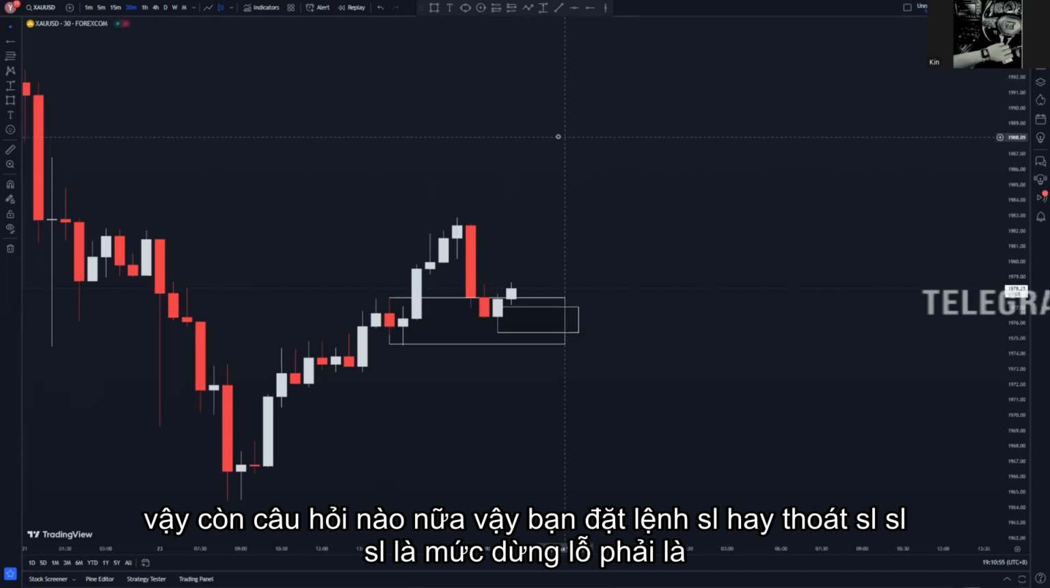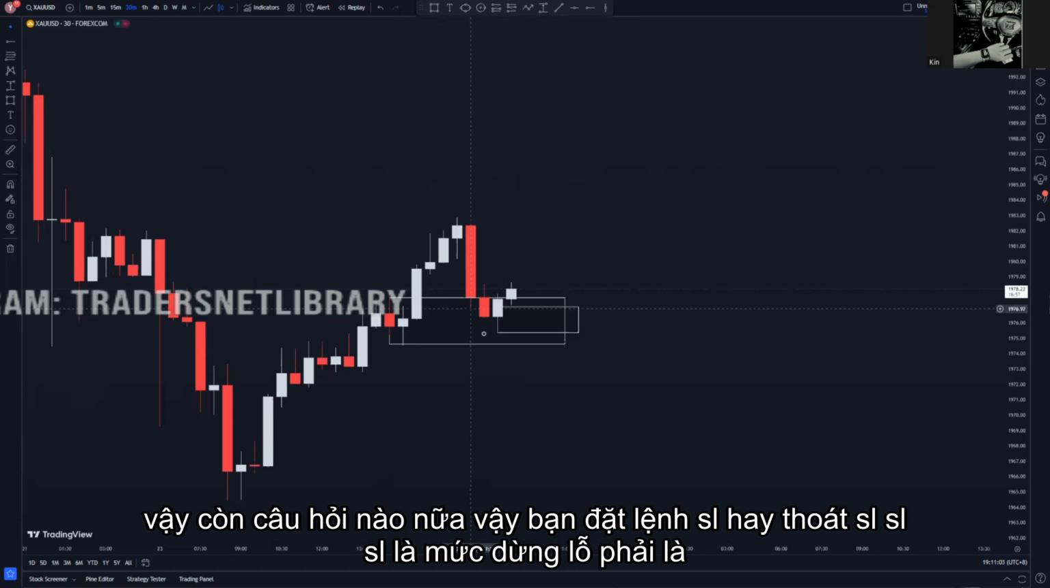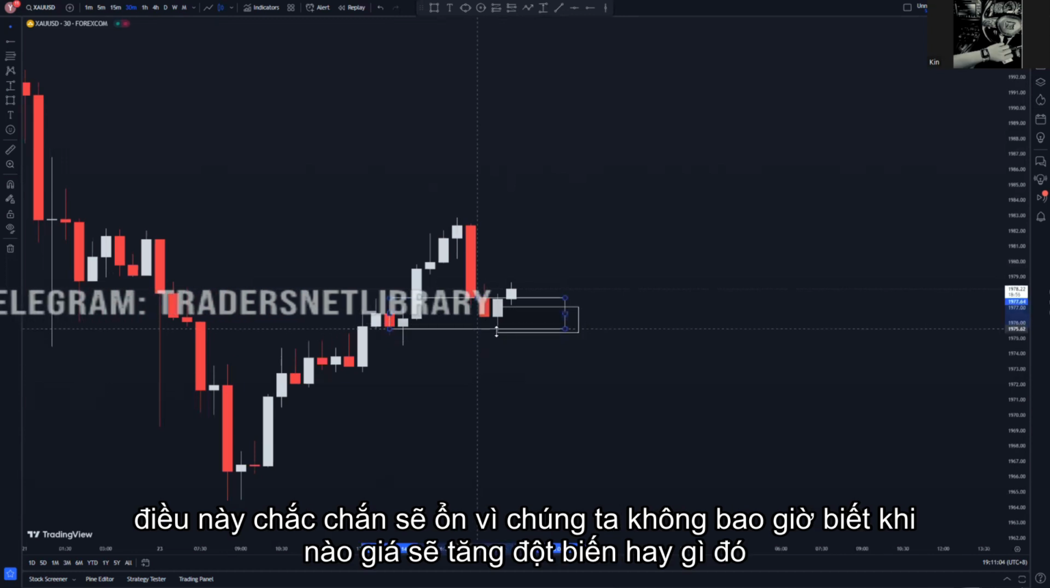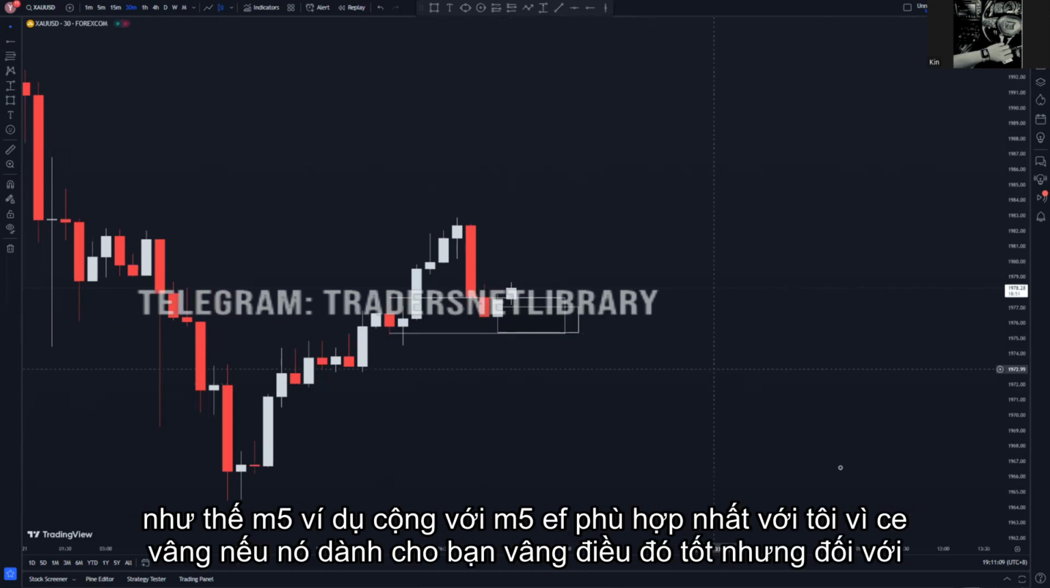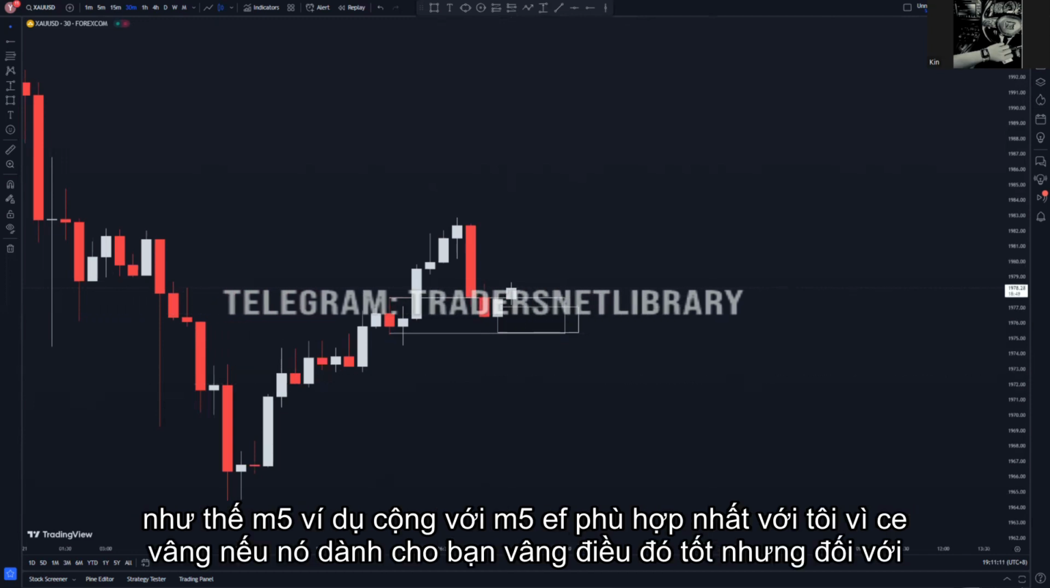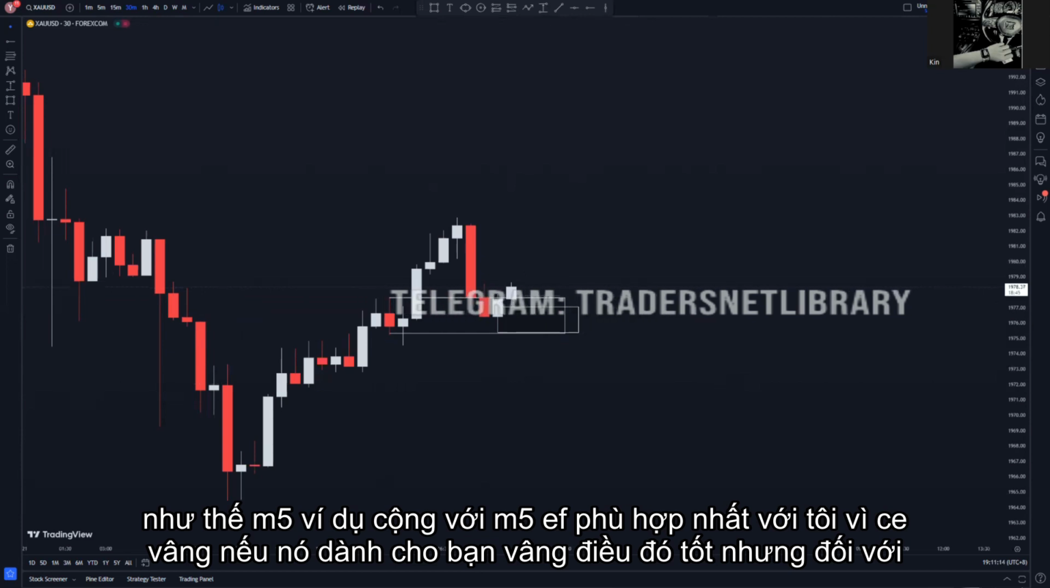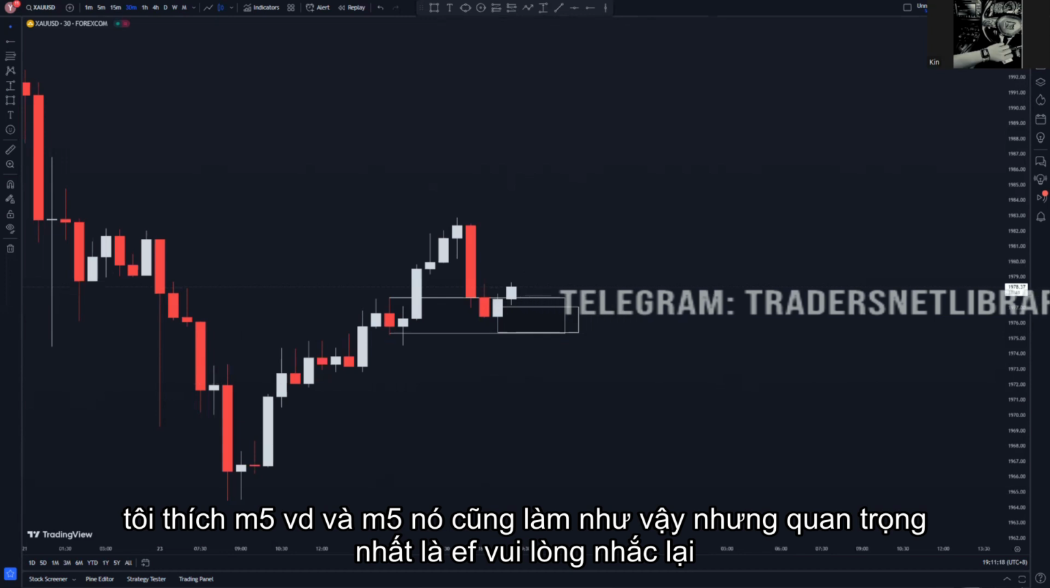So is there any question left? So do you put SL order or exit SL? SL is a must. Stop loss is a must. Because we never know when the price is going to make a spike or something like that. M5 EG plus M5 EF works best for me as CE. Yeah, if it's for you, that's good. But for me, M5 EG and M5 EF, that's the same thing. But the most important thing is that EF.